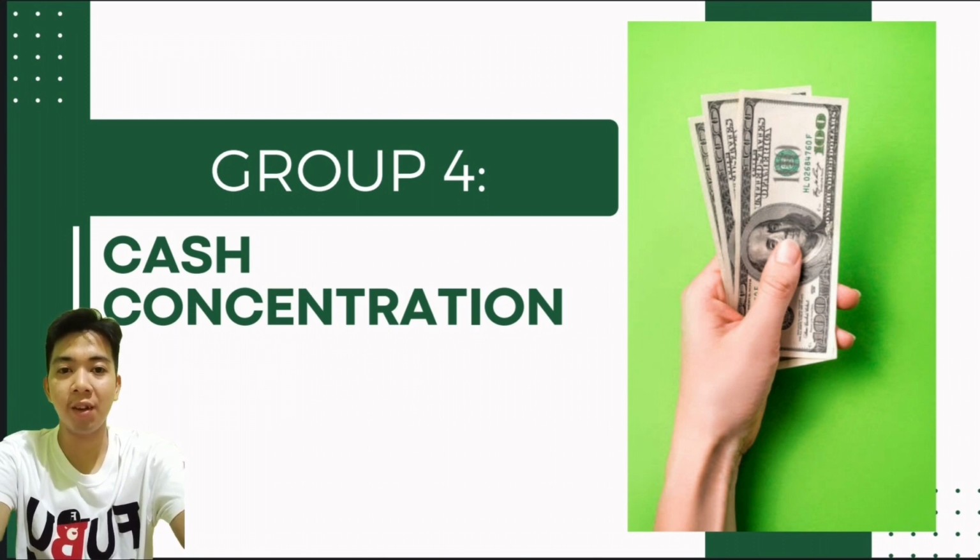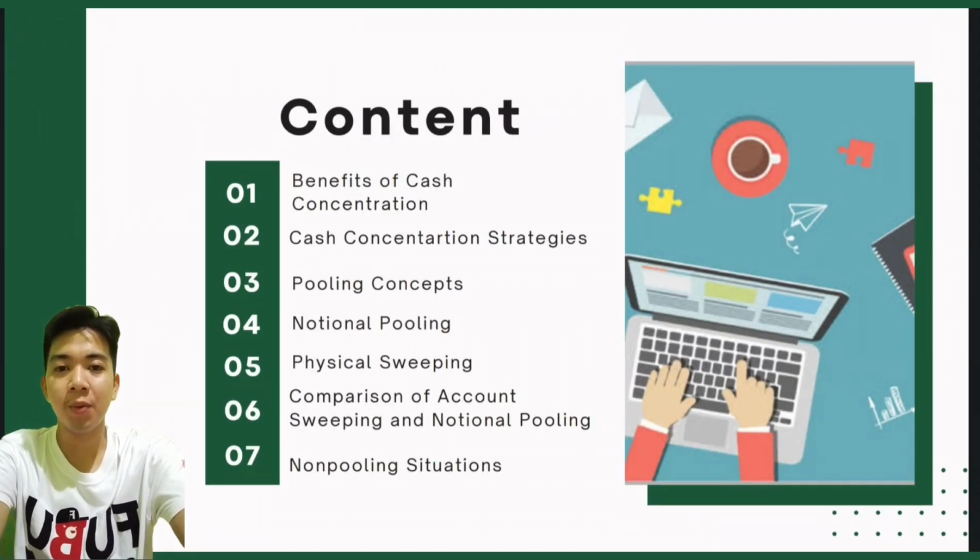But first, let me tell you the contents of our report. The first one is benefits of cash concentration. Number 2 is cash concentration strategies. Number 3 is pooling concepts. Number 4 is physical sweeping. Number 5 is notional pooling. Number 6 is comparison of account sweeping and notional pooling.